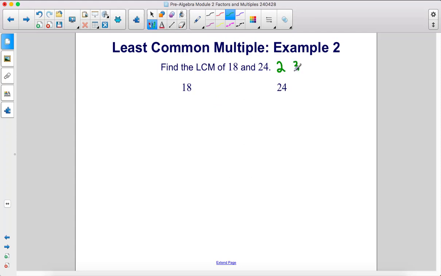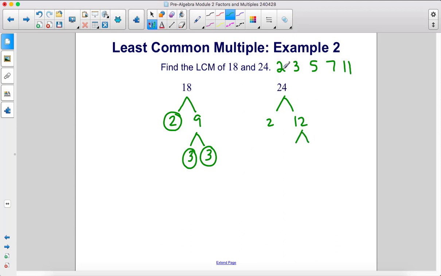So here are my lowest prime numbers. Okay, so 18 is divisible by 2. 2 times 9. 9 is not divisible by 2, so we move to 3, and there we go. We're done. 2, 3 times 3. 24 is divisible by 2. 12 is divisible by 2. 6 is divisible by 2. And then we're done. 2, 2, 2 times 3.